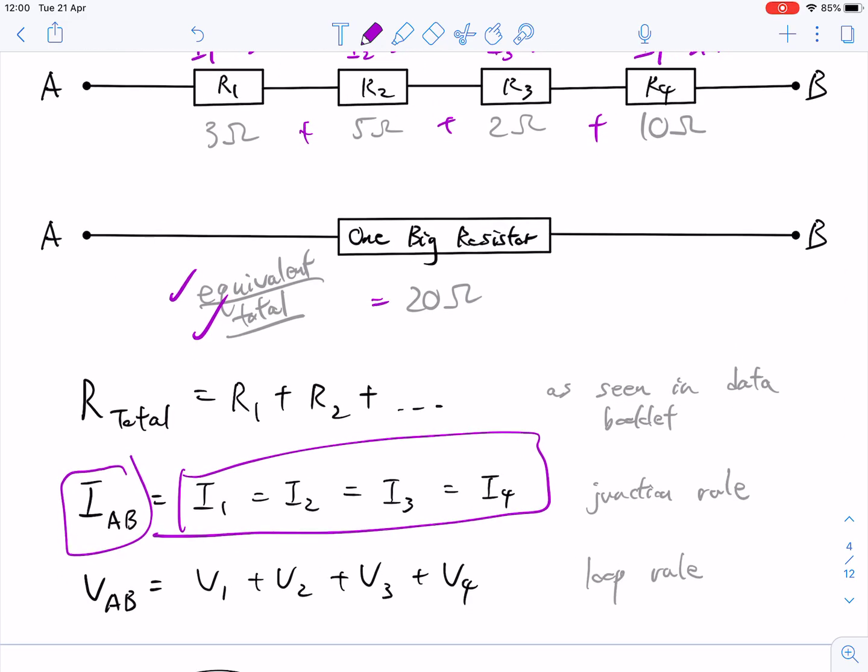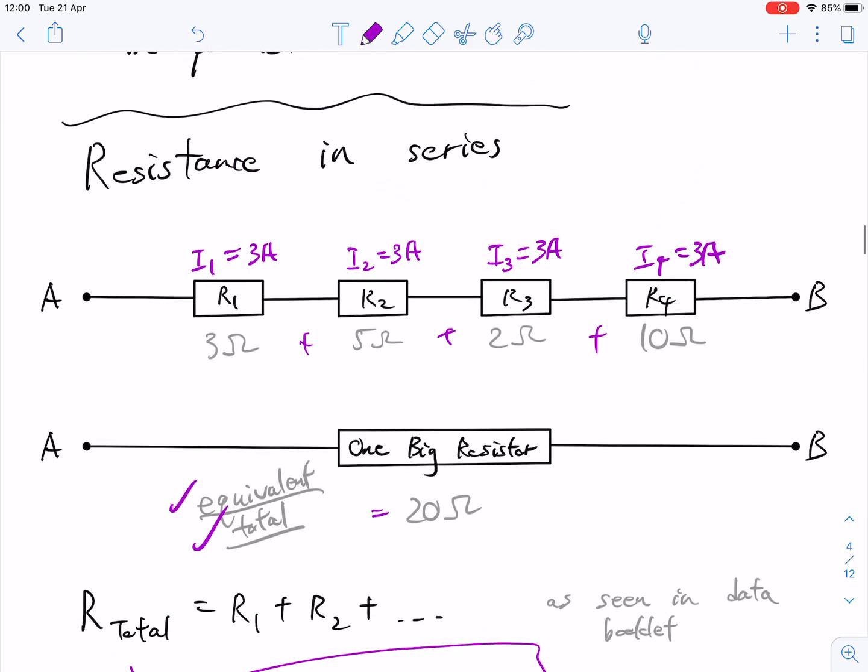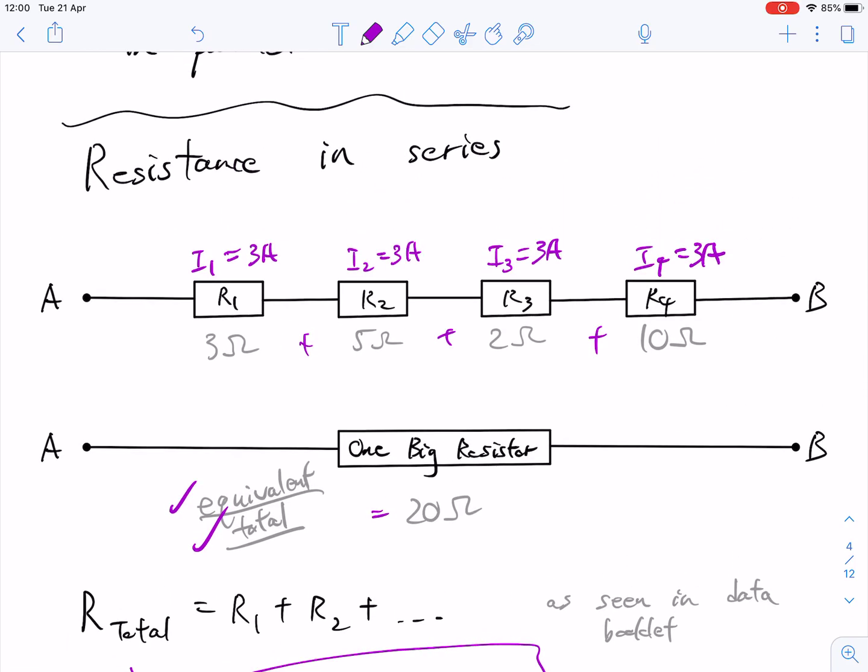Now, the individual voltage could be calculated, and then we can also add them all together to get the total voltage. So we know V equals IR, so we just need to multiply everything. V1 is 3 times 3, which is 9. And then V2 is multiplying these two together, 3 and 5, that's 15. V3 is 3 times 2, which is 6. And lastly, V4 is 3 times 10, which is 30 volts.